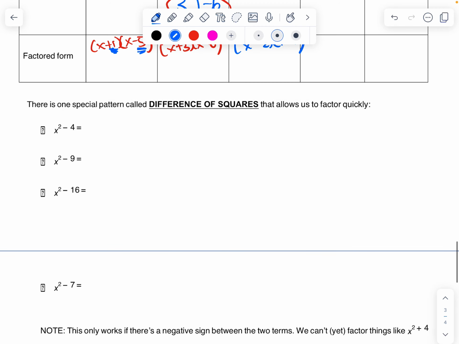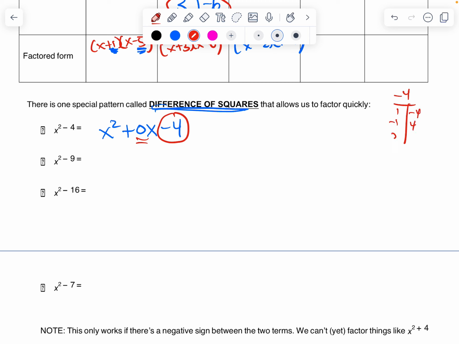Let's now talk about a specific pattern called a difference of squares. And this shows up a lot. Basically, what's going on here is there is no middle term. It's x squared plus 0x minus 4. So we can use the same process we've been using. We can look at numbers that multiply to be negative 4 and that add up to be the middle number, which in this case is 0. There are 0 x's. So for negative 4, 1 and negative 4, negative 1 and 4, and also 2 and negative 2. And that's going to be the combination we want because 2 times negative 2 multiply to be negative 4, and they add up to be 0. So that's going to be x plus 2, x minus 2.